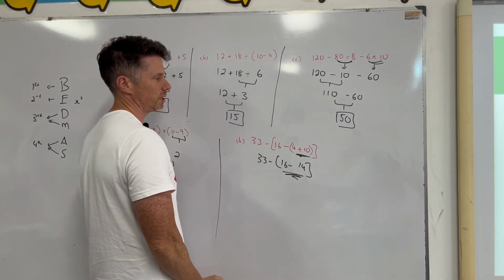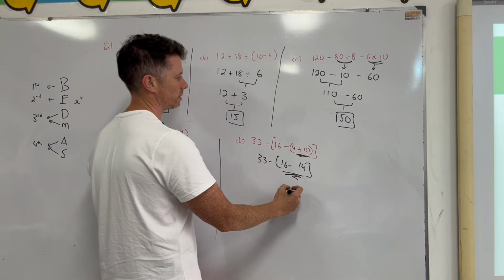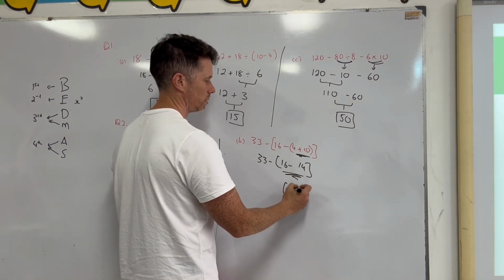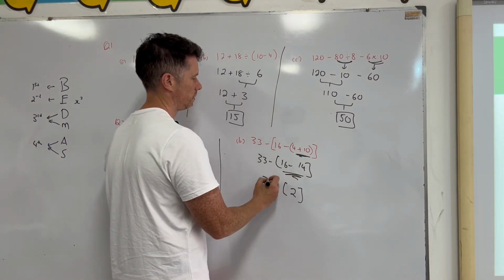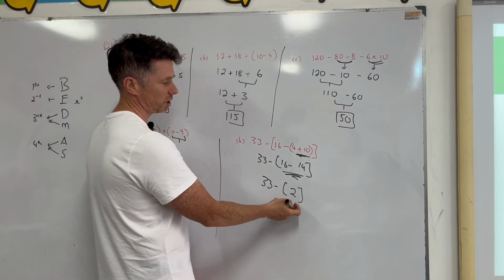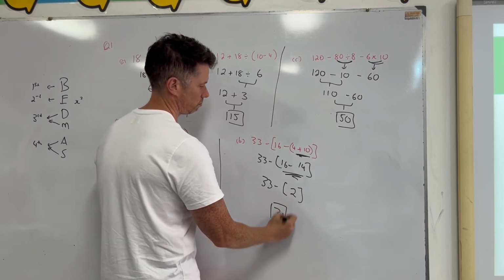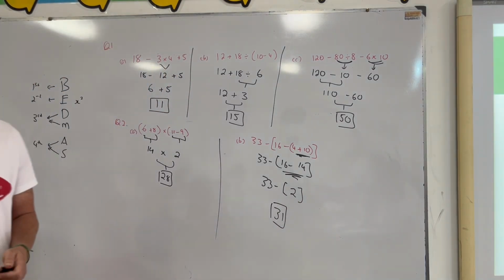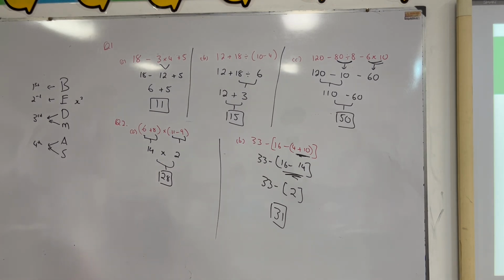16 minus 14 is my next thing. That's also in brackets, so that comes next. So I do 2, and then 33 take away 2 is 31. And that's it.